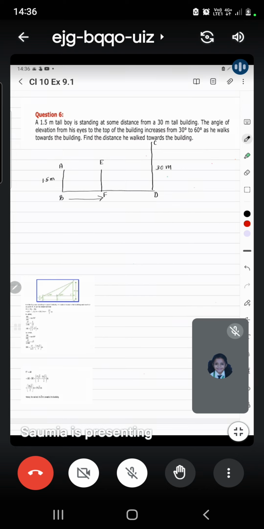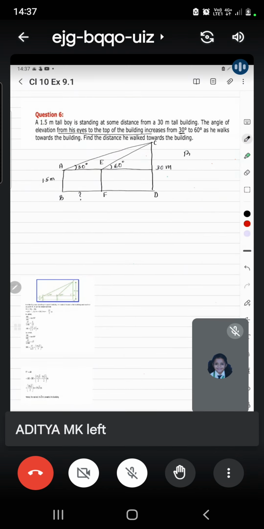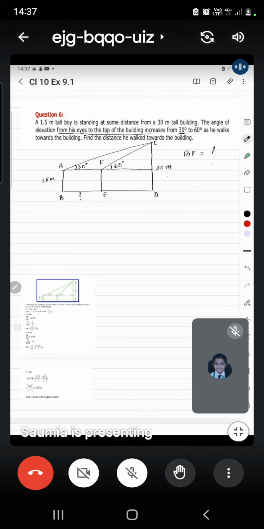Now what are they saying? The angle of elevation of the top of the building. That means if the boy looks straight, this will be the line of vision. But he is looking up. So this will be called the angle of elevation. Now from his old position, the angle of elevation is 30 degrees. From his new position when he looks up, the angle of elevation is 60 degrees. Find the distance that he walks towards the building. That means we are supposed to find out this distance. BF is what we are supposed to find out.